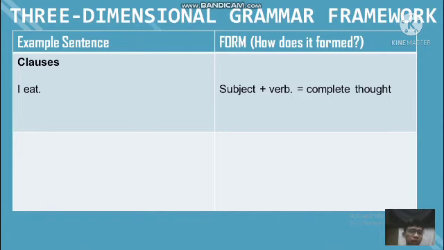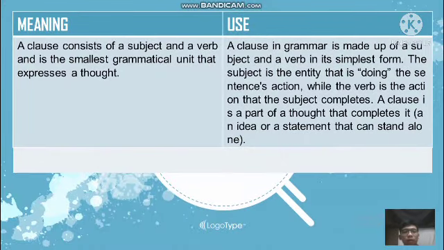So for example, for clauses, we have: I eat. How does it form? Subject, I, plus a verb, eat. So it gives a complete thought. So, clauses, and then its meaning. A clause consists of a subject and a verb and is the smallest grammatical unit that expresses a thought.